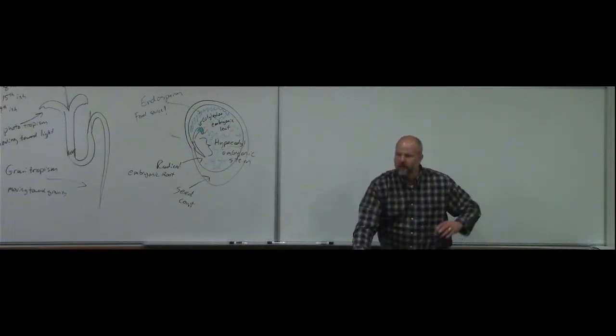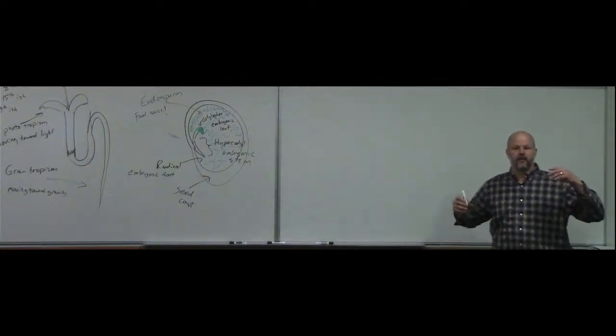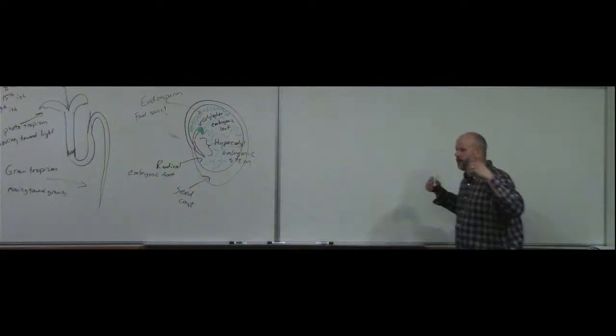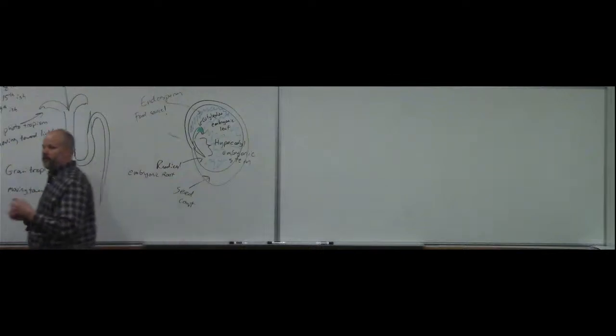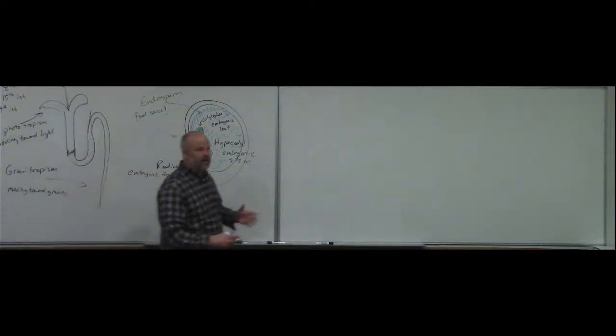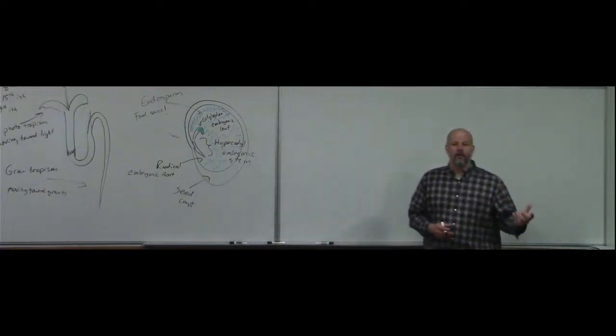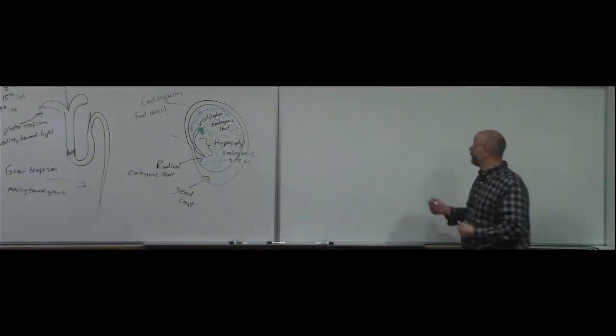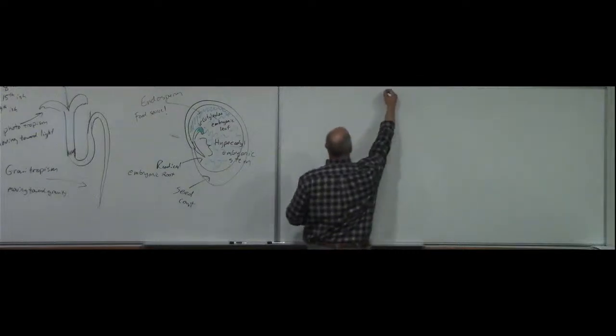Okay. All of your seed plants can be divided into gymnosperms and angiosperms, naked seeds and covered seeds. All of your angiosperms can be broken down into two groups, monocots and dicots. Okay? So we'll go back up to our big thing here.